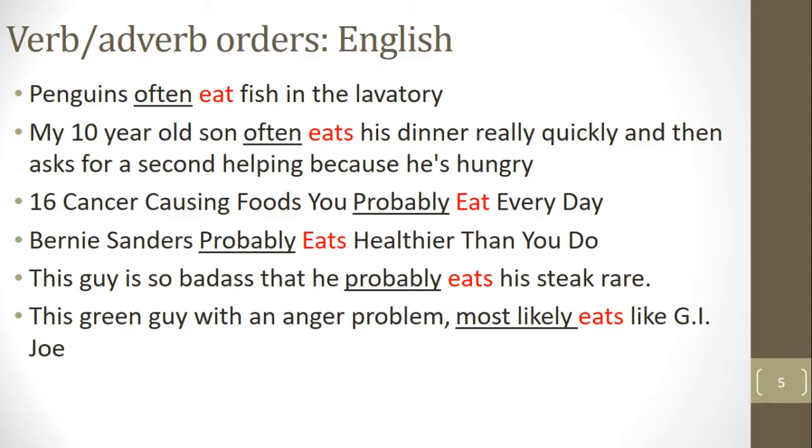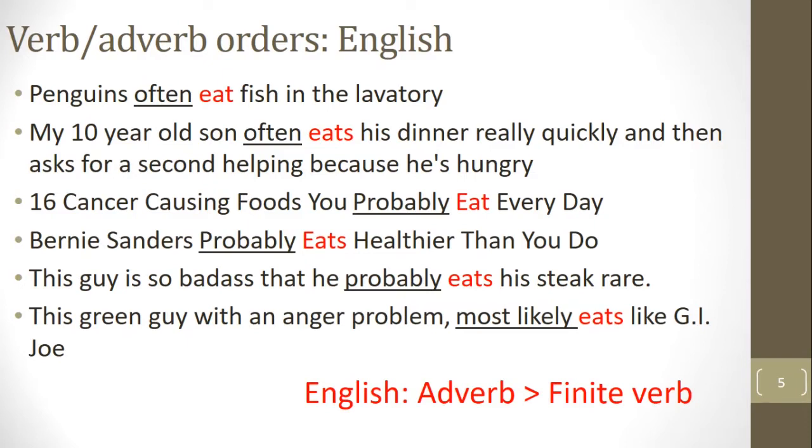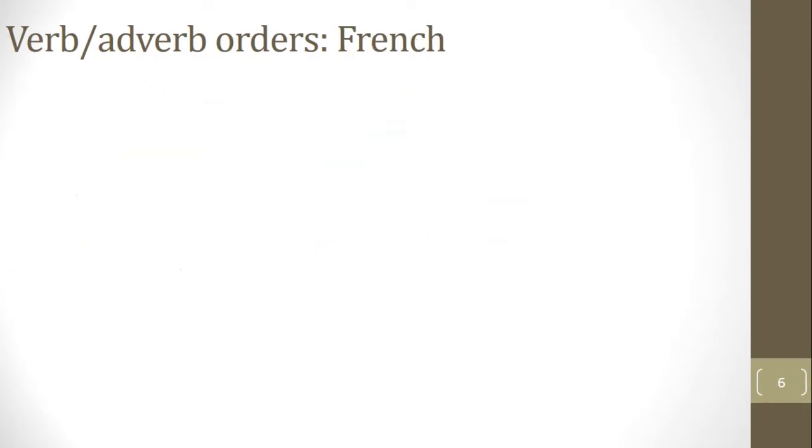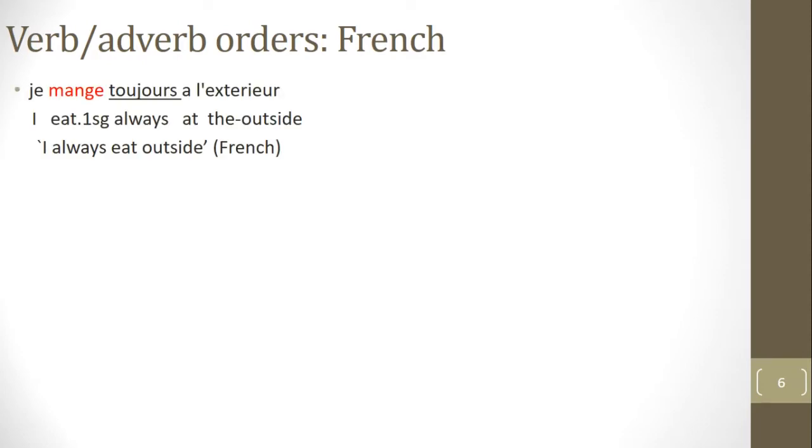So this is all very well, but is it a universal feature of language? The answer seems to be no, it isn't, and we can look at a language like French to demonstrate this. Incidentally, the pattern we are about to see is also quite prevalent in a lot of other Romance languages, including Portuguese and Spanish and Italian. In French, if you wanted to say something like, "I always eat outside," the main verb occurs to the left of the adverbial: "je mange toujours à l'extérieur."